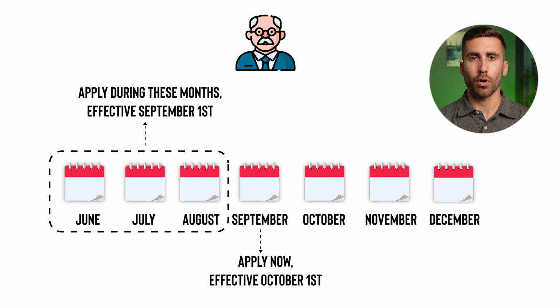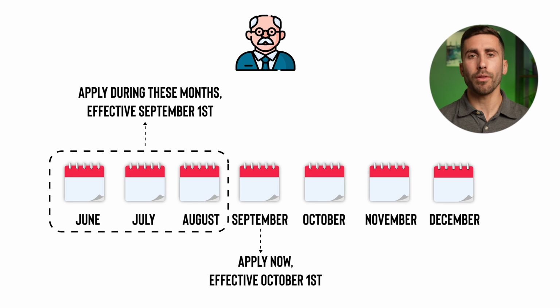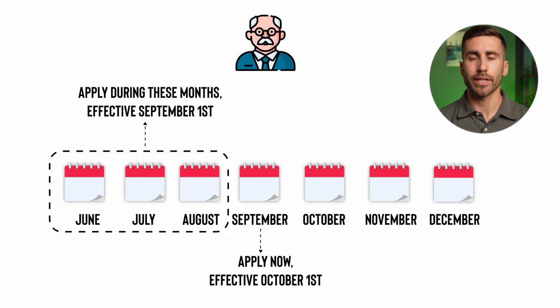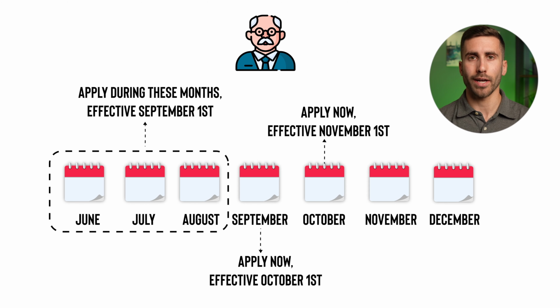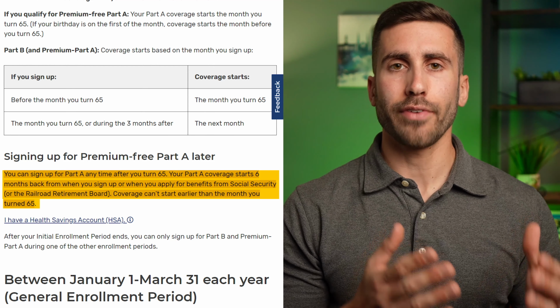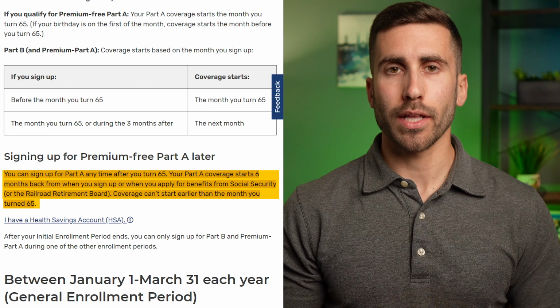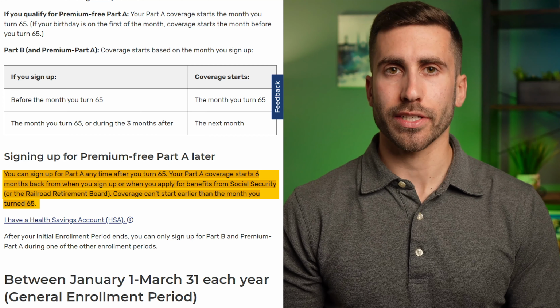However, if you wait to enroll in Medicare during the month you turn 65, or during the 3 months that follow your 65th birth month, your Part B effective date would be the first day of the month following when you apply. So if William were to apply during September, his Part B effective date would be October 1st. If he applied in October, his Part B effective date would be November 1st, and so on. Now, as a special note, when you apply for Part A after age 65, the effective date is retroactive up to 6 months from the month you apply, but it cannot be sooner than when you were first eligible at age 65 in this case.